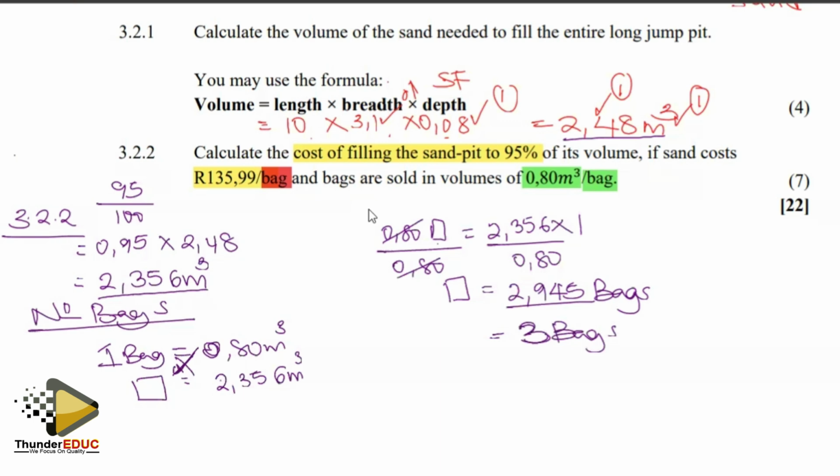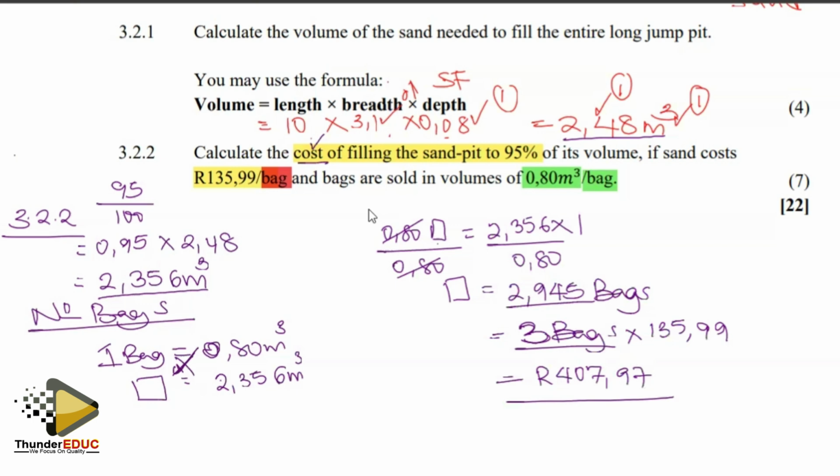So, okay. We've got the number of bags that we need. Now, this is not the end. Why? We are determining the cost. So each bag costs how much? 135 rands 99 cents. We shall get our 3 bags times 135.99. So here the answer becomes 400. This is the final answer.